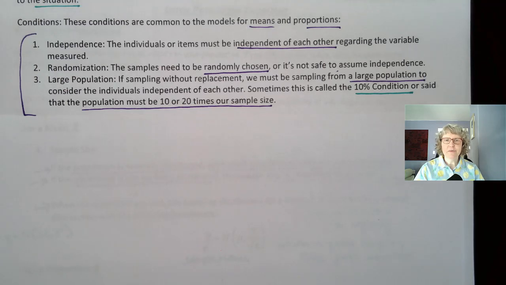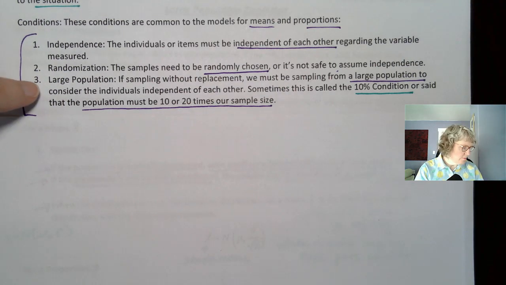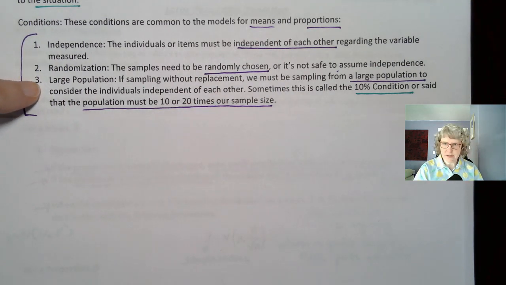Hi again. Now that we've laid out all the conditions and our models for our sampling distributions, I wanted to come back and explain two things in more detail. One is the large population condition. The other is the success failure condition. So we'll come back to that one.